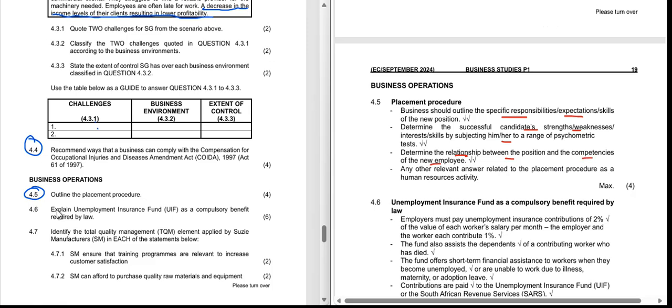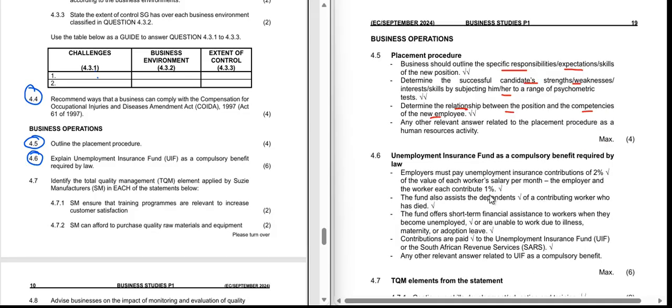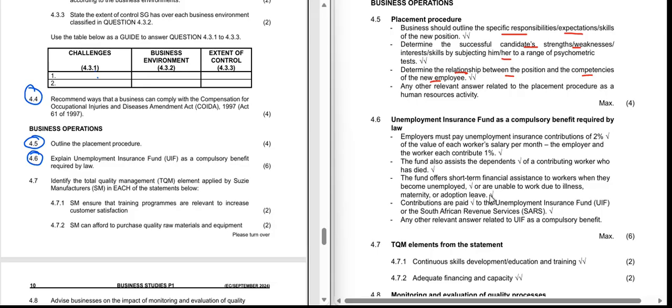4.6. Explain: Unemployment Insurance Fund, UIF, is a compulsory benefit required by law. So what is the Unemployment Insurance Fund? This is the money that a person, when they are working, should contribute towards, just in case they become unemployed, they will be able to get something from it. Like they will be able to sustain their life temporarily before they find another job. So that's what we are required to explain here.